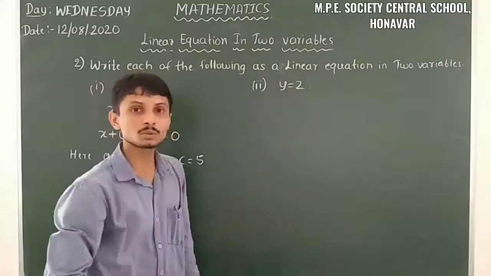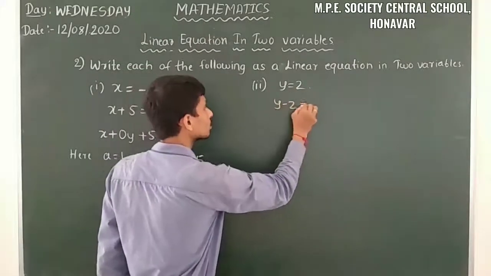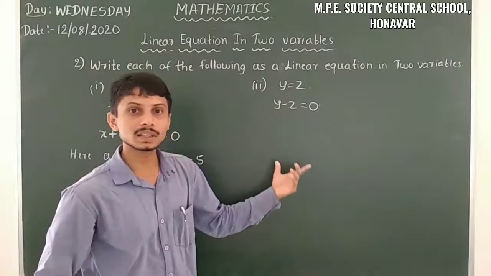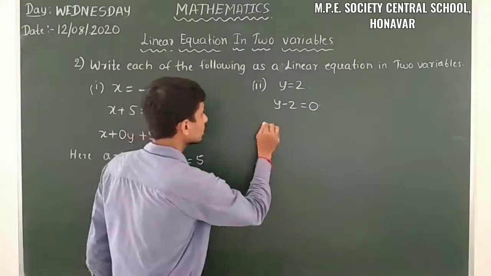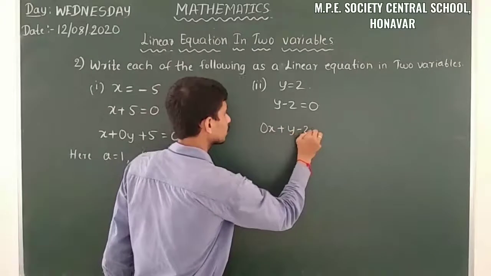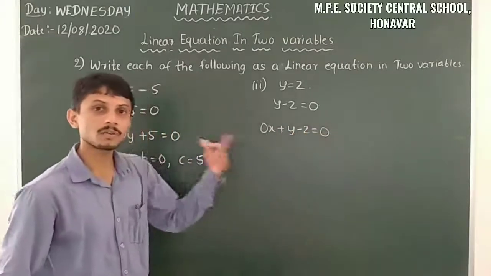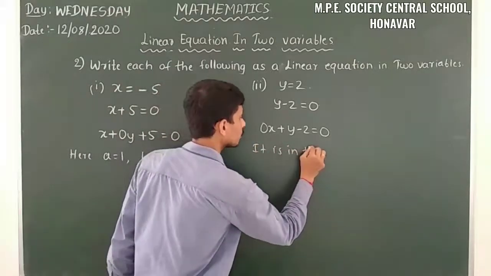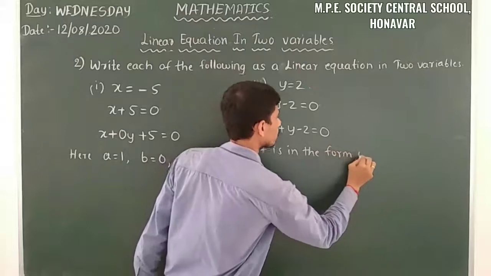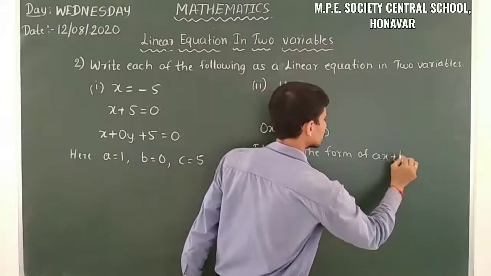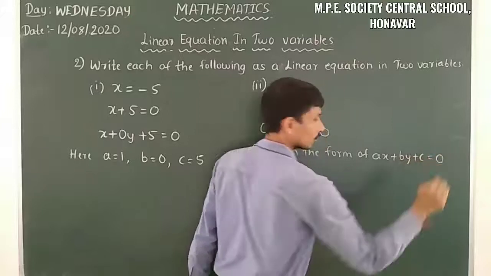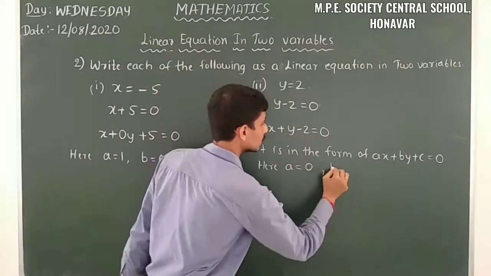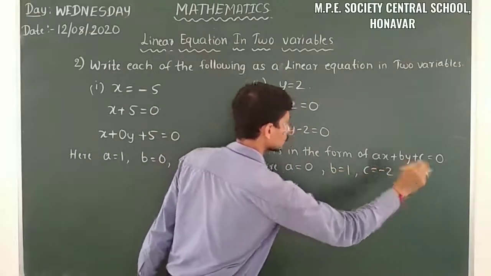Firstly, I will transfer this 2 to the LHS side. It becomes y minus 2 is equal to 0. Then we have to convert that equation in the form of a linear equation in two variables. That is 0 into x plus y minus 2 is equal to 0. It is in the form of ax plus by plus c is equal to 0. Here a is equal to 0, b is equal to 1 and c is equal to minus 2.